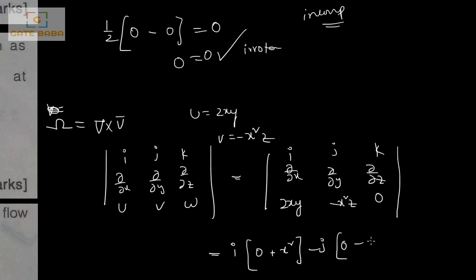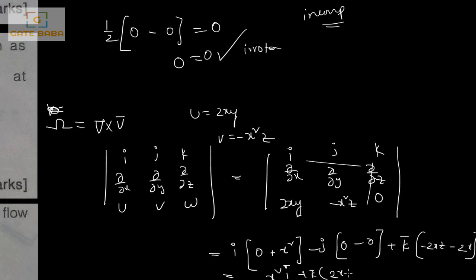For this it is 0 again, and plus k bar of, this thing cancels, and the remaining is ad minus bc. It is dou of minus x square z, that is minus 2xz, minus bc. bc means dou of 2xy by dou y, it is 2x only, 2x. Okay, that is x square i bar, plus k bar of minus 2xz minus 2x.